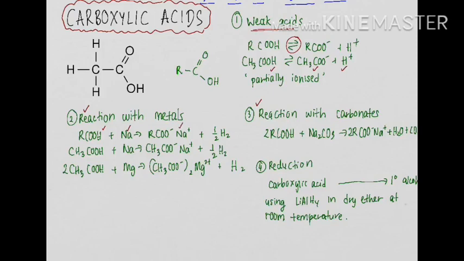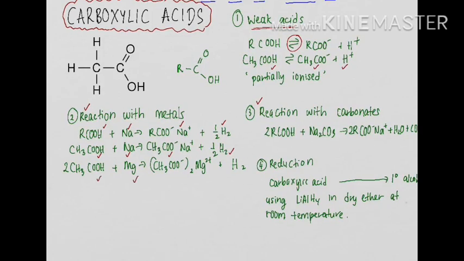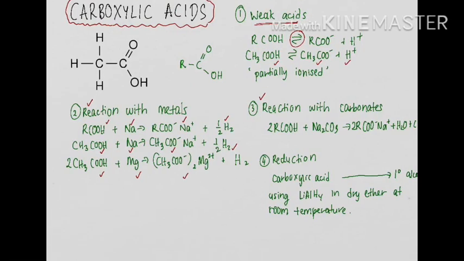So this is going to be the salt and this is going to be hydrogen gas. If I represent it using an equation, you can see that ethanoic acid reacts with sodium to give you the salt and then hydrogen gas. If you have magnesium, a similar reaction will happen: you will get the salt and you have the hydrogen. Now do remember, we still have one more reaction that I didn't write just now.